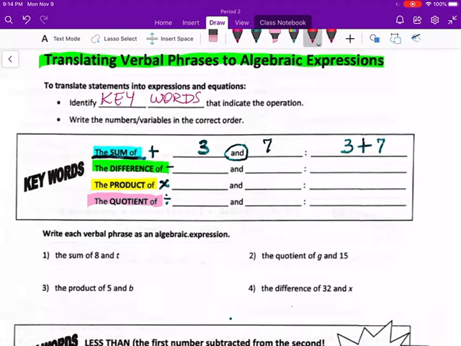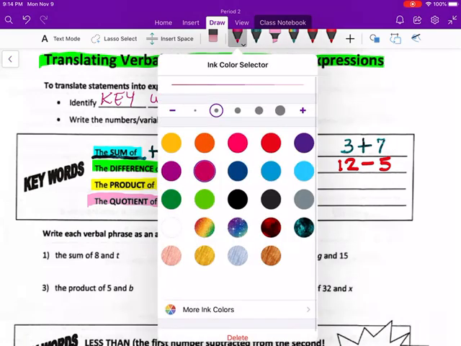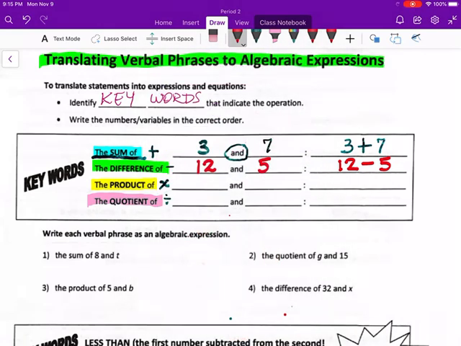Let's say you're looking at the next example, the difference. The difference of 12 and 5. How do you translate that? The difference of 12 and 5. The product. So we're looking at the product. The product of 5 and 3. That means the multiplication of 5 and 3 in the same order.